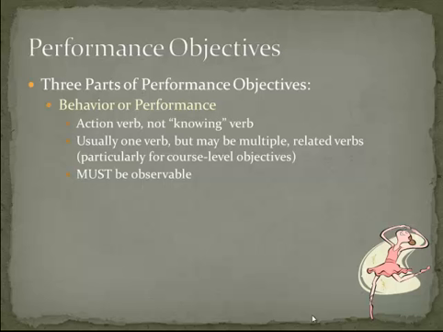If you're being really picky and technical about writing a performance objective, it should only have one verb. However, for our purposes, you can include multiple related verbs, like a series of steps in a procedure, for example. But whether it's one verb or multiple verbs, it has to be observable. The students have to be able to perform that action, you have to be able to observe it, and you have to be able to measure how well they did at it.